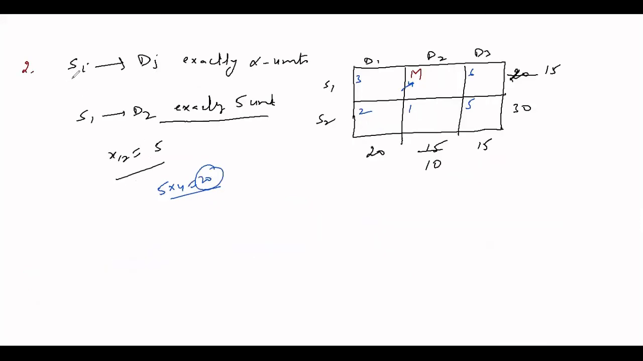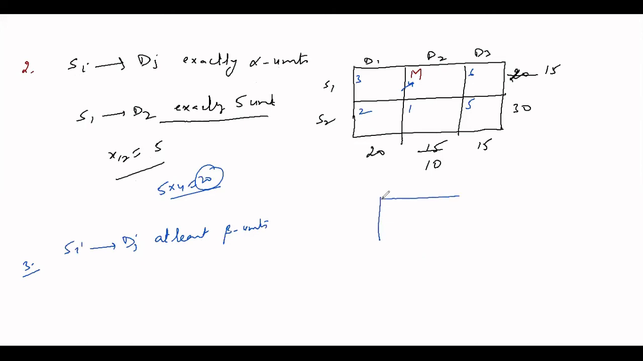Okay, so the second case is when we are supplying exactly alpha units, and the third case is when we are supplying at least, say, from source I to destination J at least, say, beta units. Now how to handle this situation? This is a very tricky case.